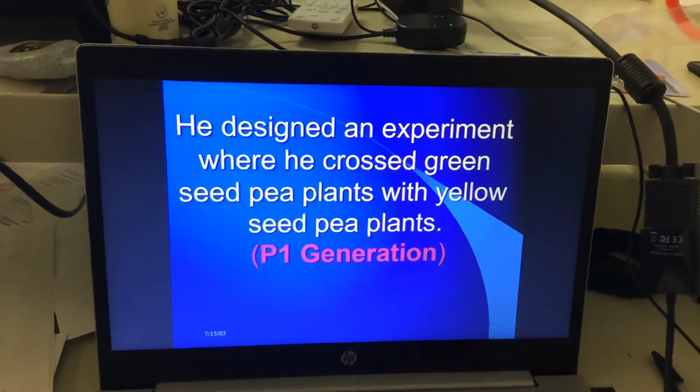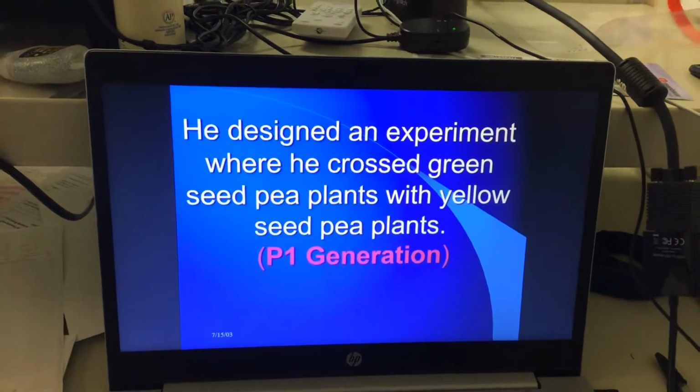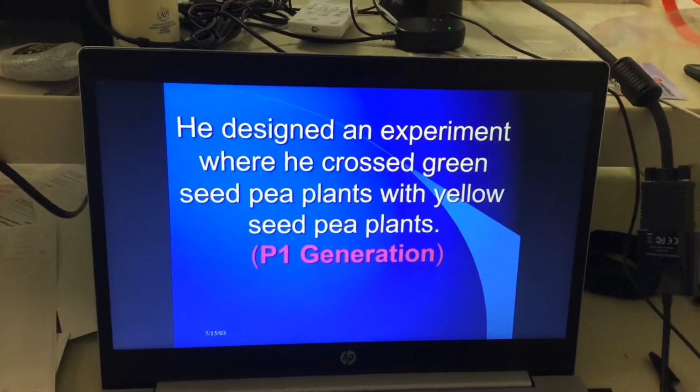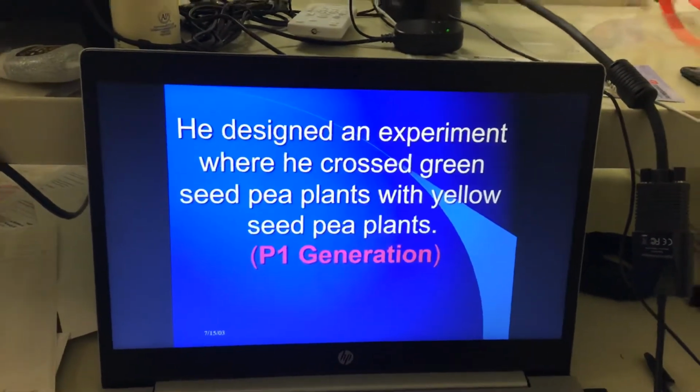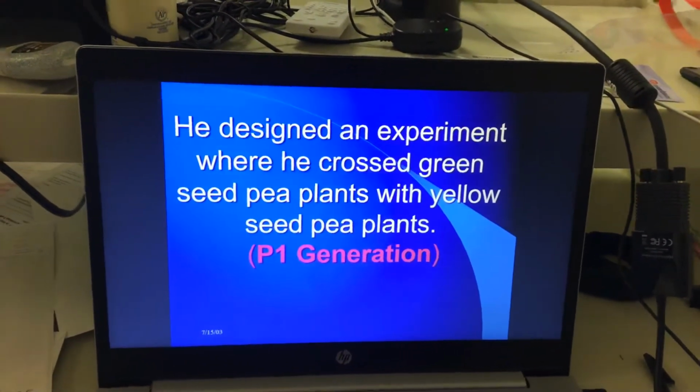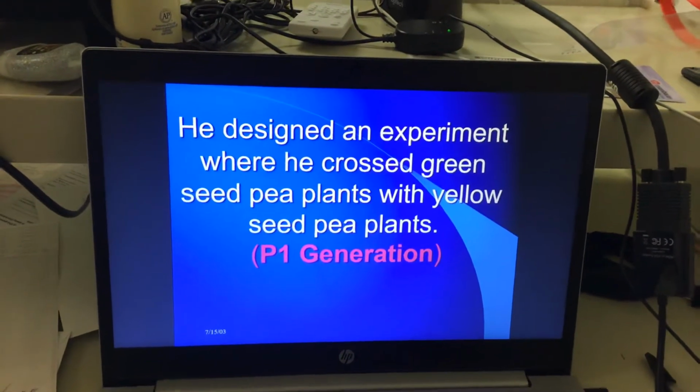So he took a green-seeded plant and crossed it with a yellow-seeded plant. They had babies, and he called this the P1 generation. I think of it as the parent 1 generation.